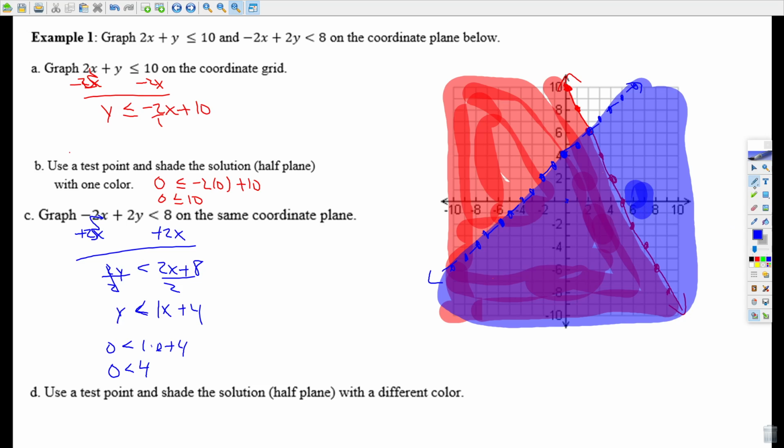There we go. Oh, part D is what we just did. Use a test point and shade the solution a different color. So that actually should have been down here for part D. So what is the answer? I mean, you just have almost this entire thing shaded. What is the actual solution to the system of equations when we have these two equations or inequalities?